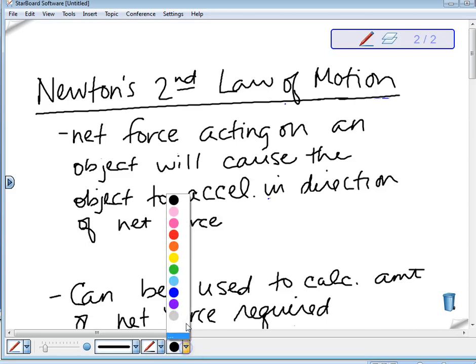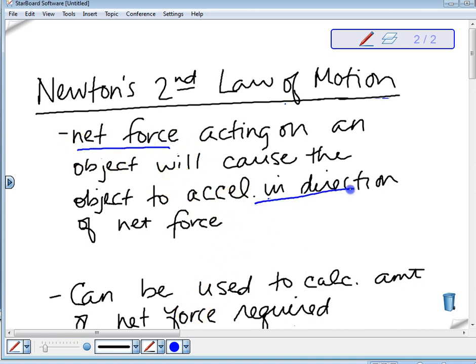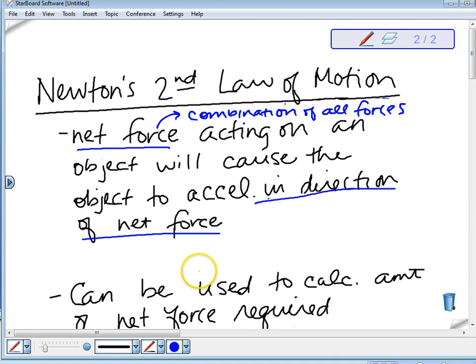Newton's second law of motion says that a net force acting on an object will cause the object to accelerate in the direction of the net force. Remembering that net force is a combination of all the forces allows us to better understand this statement. So that means that if there is an unbalanced force, a net force of greater than 0, then there will be acceleration in the direction of the net force.